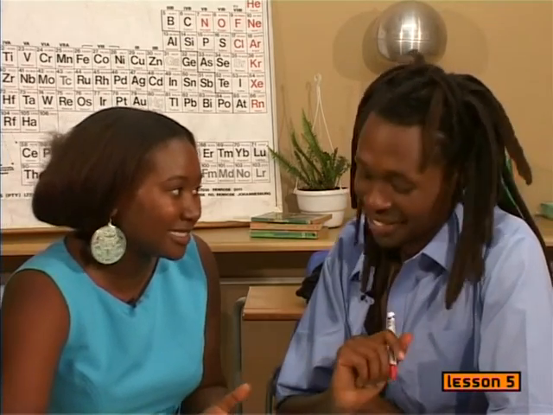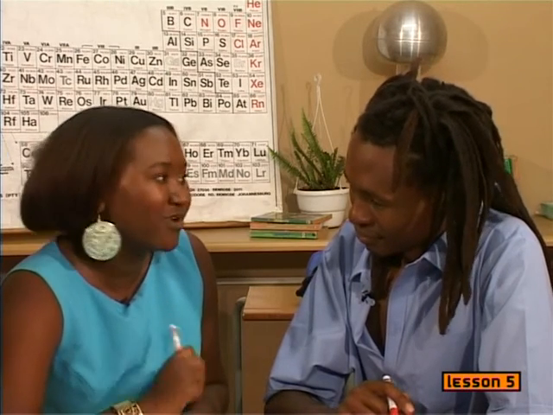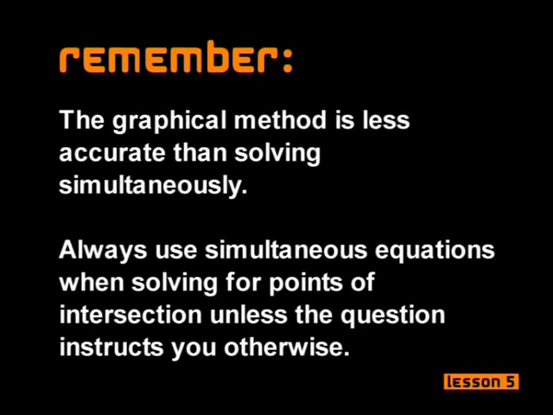Very well done. Now you know how to solve equations simultaneously, which is the same as finding the points of intersection of two graphs. Remember that the graphical method is less accurate than solving simultaneously. I suggest that you always use simultaneous equations when solving for points of intersection unless the question instructs you to use the graphical method. Yes, thanks to your help.